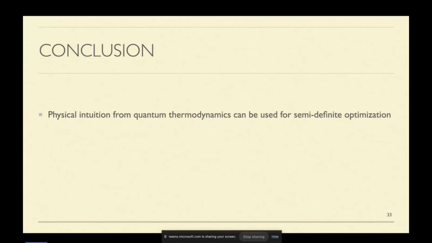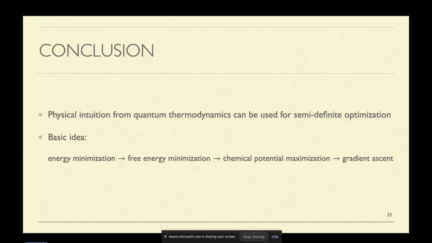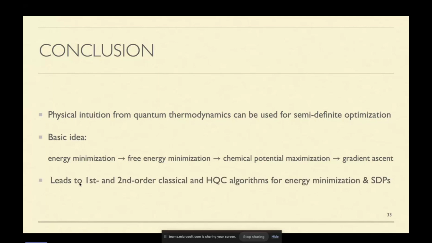What did we do? We had this physical intuition from quantum thermodynamics that can be used for understanding SDPs. That was very pleasing from a physical perspective. The basic idea is summarized in this line. The original goal was energy minimization. We then approximate that by free energy minimization. We use duality theory to see that as equivalent to a chemical potential maximization, which we can solve by gradient ascent. So then this led to first and second order algorithms for energy minimization in SDPs.